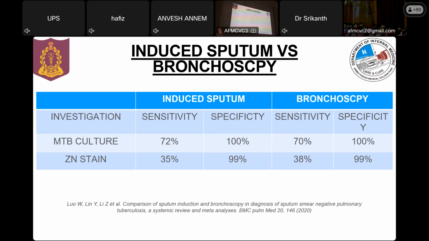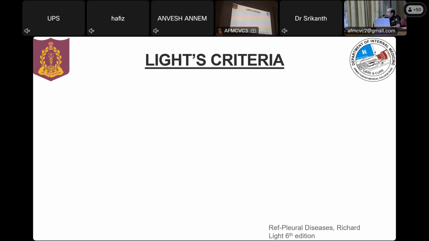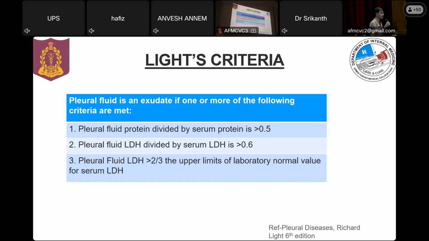Next. So what is Light's criteria? Any undergraduates want to take over these questions? His pleural fluid has been examined. So what is Light's criteria? Just tell the salient points. The pleural fluid is exudate when the pleural to serum protein ratio is more than 0.5, the pleural to serum LDH ratio is more than 0.6, and the pleural LDH is more than two-thirds of the upper limit. Okay, so are there any fallacies for Light's criteria?